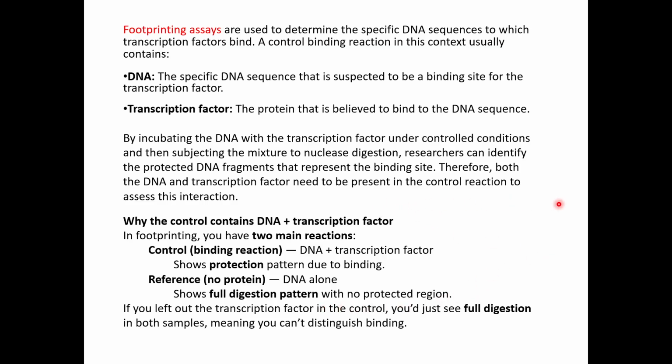Like if you have a length of DNA and it has two digestion sites, and you use your digestion enzymes, you'll get three bands. That is your full digestion pattern. But in case you have a transcription factor bound to it, it might bind in a place in which your site is also included, mostly because your restriction site is very small. When it is bound to the protein, your digestion nuclease cannot digest that region. So instead of getting 3 bands, you might get only 2 bands. This shows that there is binding in this reaction.